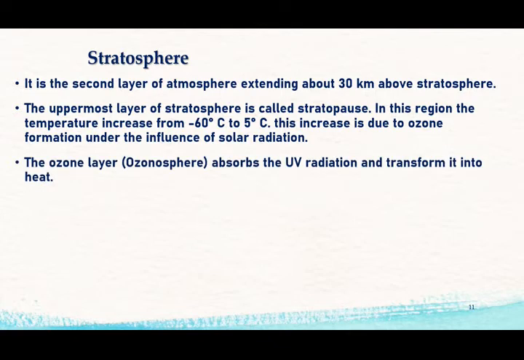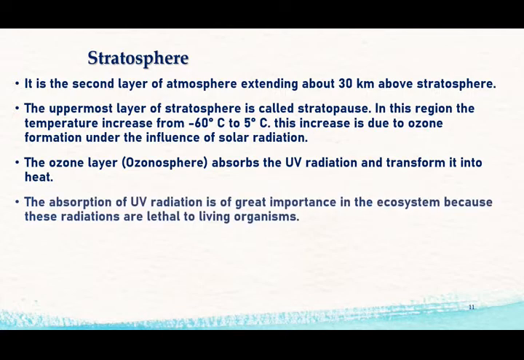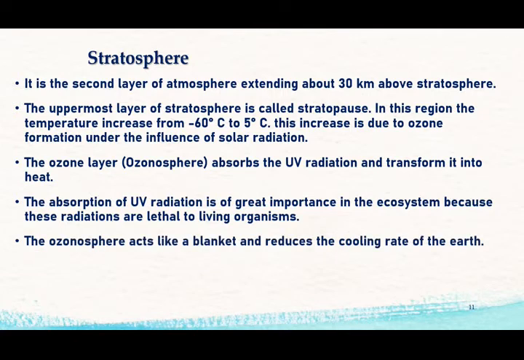The ozone layer, that is the ozonosphere, absorbs the ultraviolet radiations and transforms it into heat. The absorption of ultraviolet radiations is of great importance in the ecosystem because these radiations are lethal to living organisms. The ozonosphere acts as a blanket and reduces the cooling rate of the Earth.